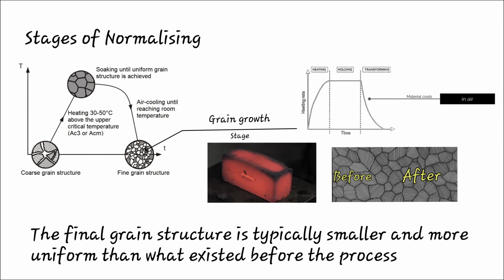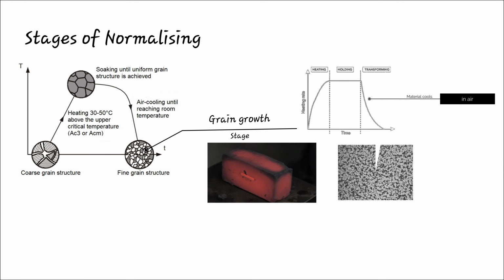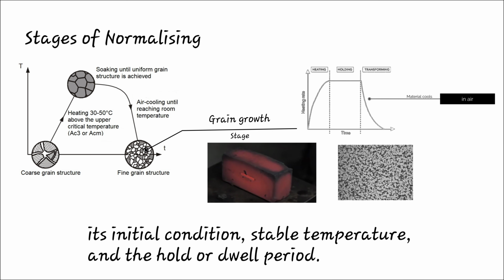The final grain structure is typically smaller and more uniform than what existed before the process, which enhances mechanical properties such as toughness, ductility, and machinability. The final microstructure achieved during the grain growth stage depends on several factors, including the type of material, its initial condition, soaking temperature, and the hold or dwell period.